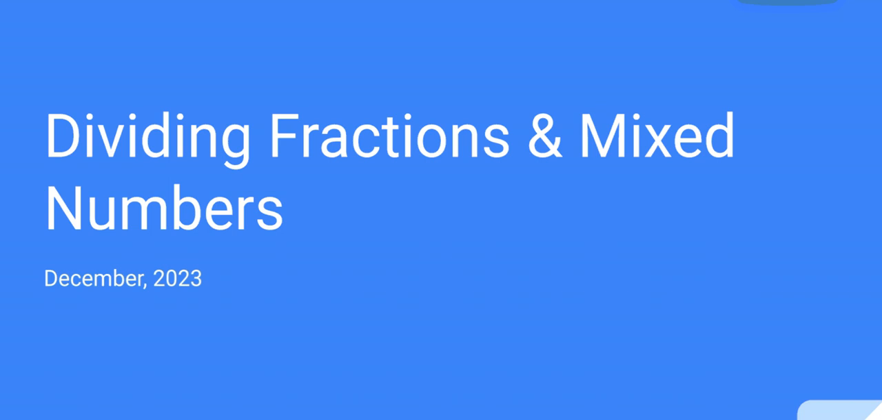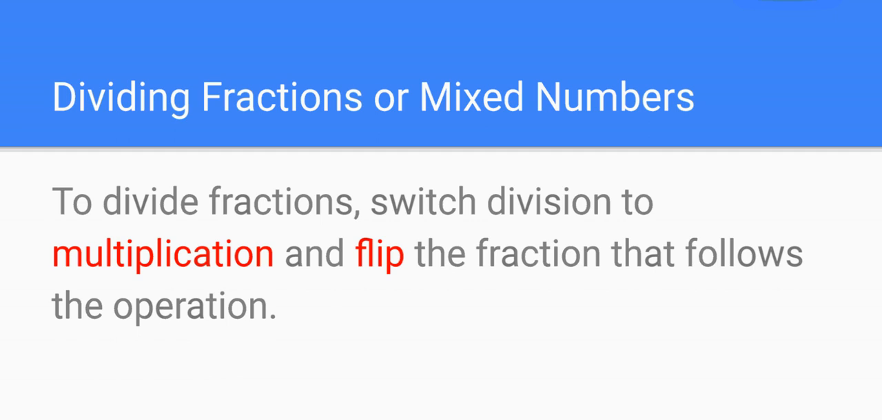Okay? So, like we talked about, some people were already saying the words, right? When we're dividing fractions, what we're really doing is turning them into multiplication, which is great because multiplication is one of the easiest things you can do with fractions. So to divide fractions, you switch division to multiplication and flip the fraction that follows the operation.